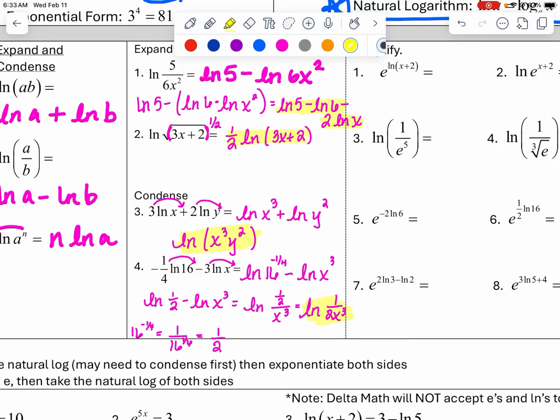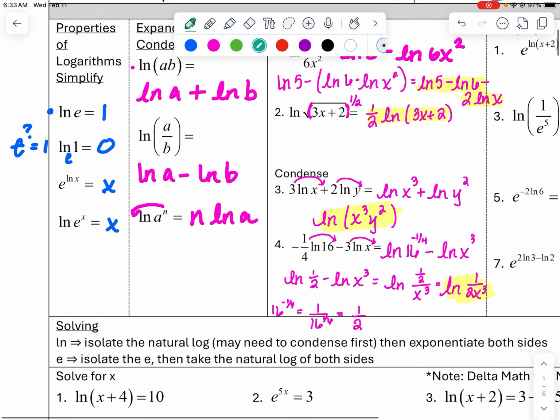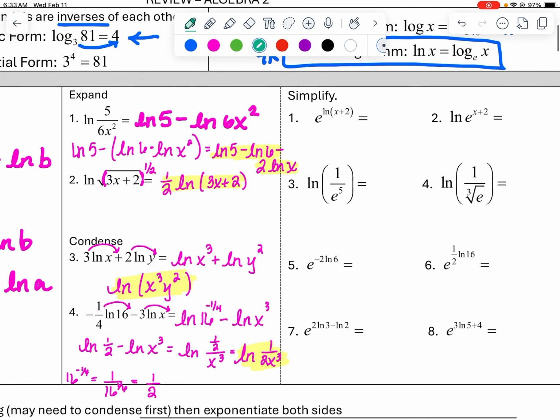The purpose of expanding and condensing is so that we can do different things with a problem depending on what it is that we want to do. So let's do some simplifying. If you remember, natural log of e to the x is x because they are doing and undoing. So e to the natural log of x plus 2 is x plus 2. The reverse of that is also true. Natural log of e to the x plus 2 is just x plus 2.